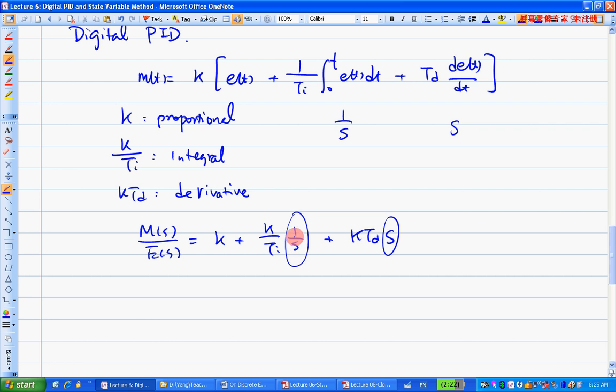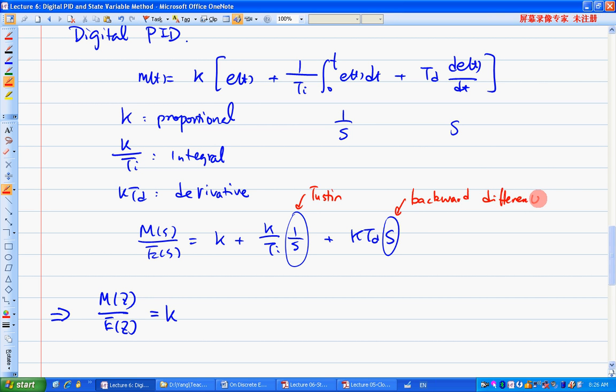Which one should I choose then? For this 1 over s, let's say I'm going to choose the Tustin method, or the trapezoid method. So we are going to use Tustin here. And for this s here, I'm going to use the backward difference.